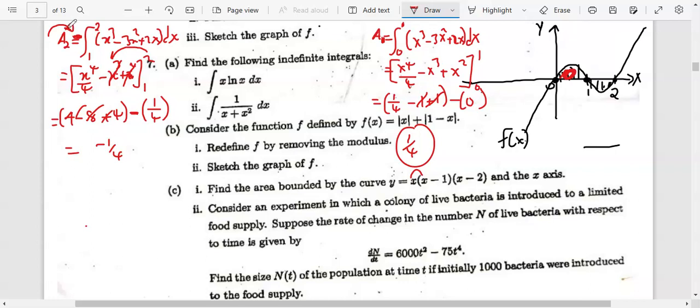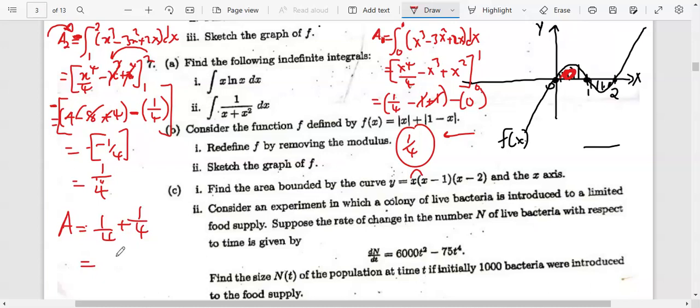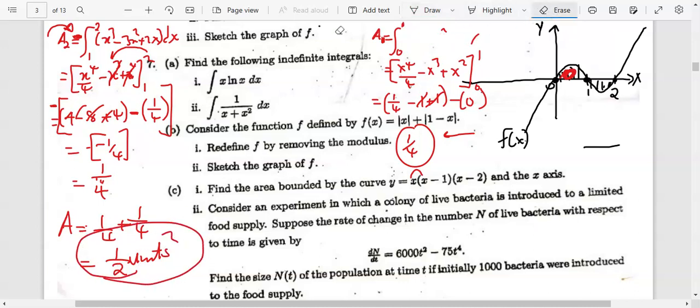That is why I attached this negative you are able to see here. Okay, this negative, I just didn't attach it because the graph is down. So I'm supposed to attach that negative. So if I multiply this value by that negative, it becomes positive 1 over 4. So that is why I was saying this graph is symmetric, meaning that the area on top is going to be the area down. So if I know this area, just multiply by 2. Therefore the area for this function is going to be 1 over 4 plus 1 over 4, which is 1 over 2 units squared. That is it.